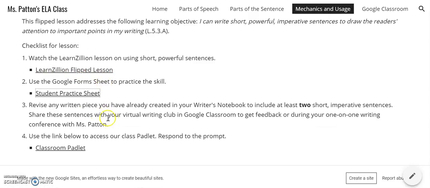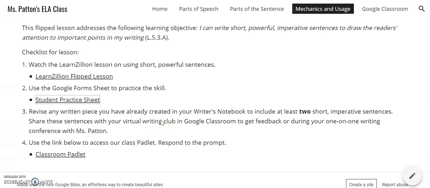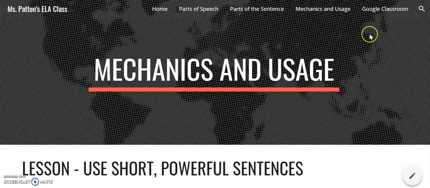Step number 3: Revise any written piece you have already created in your writer's notebook to include at least 2 short imperative sentences. Share these sentences with your virtual writing club in Google Classroom to get feedback, or during your one-on-one writing conference with Ms. Patton. So again, here we have the direct instruction piece, the practicing portion, and then the independent practice where students get to really try this language skill in their authentic writing. And I referred to the Google Classroom in that step number 3.